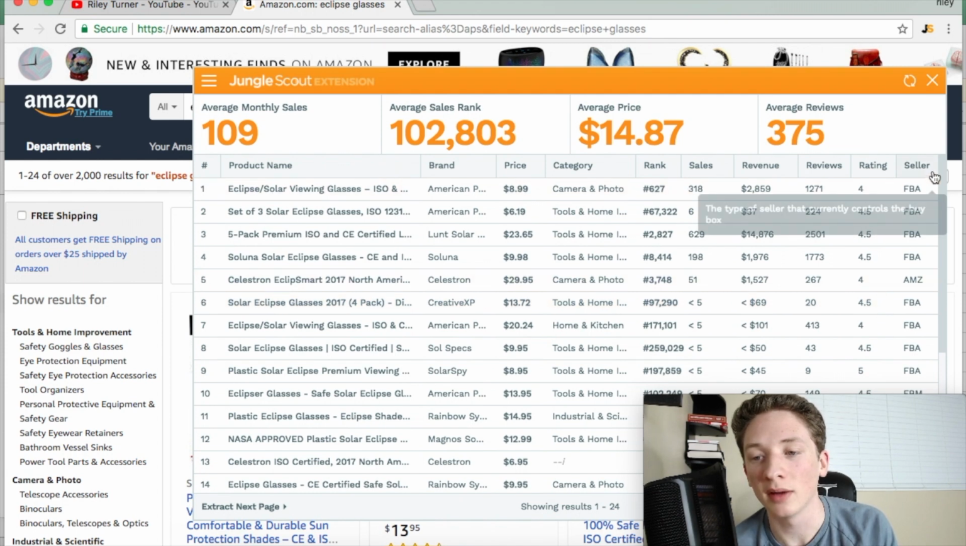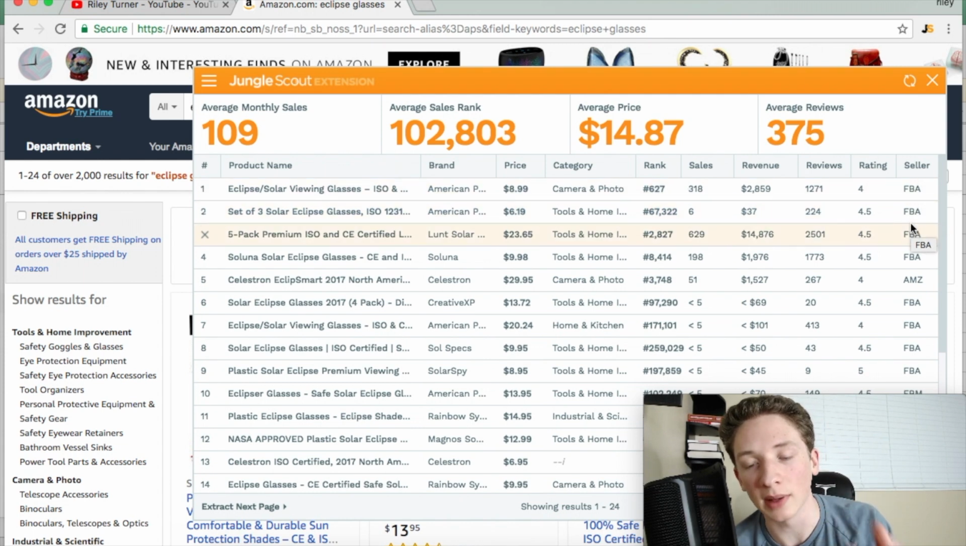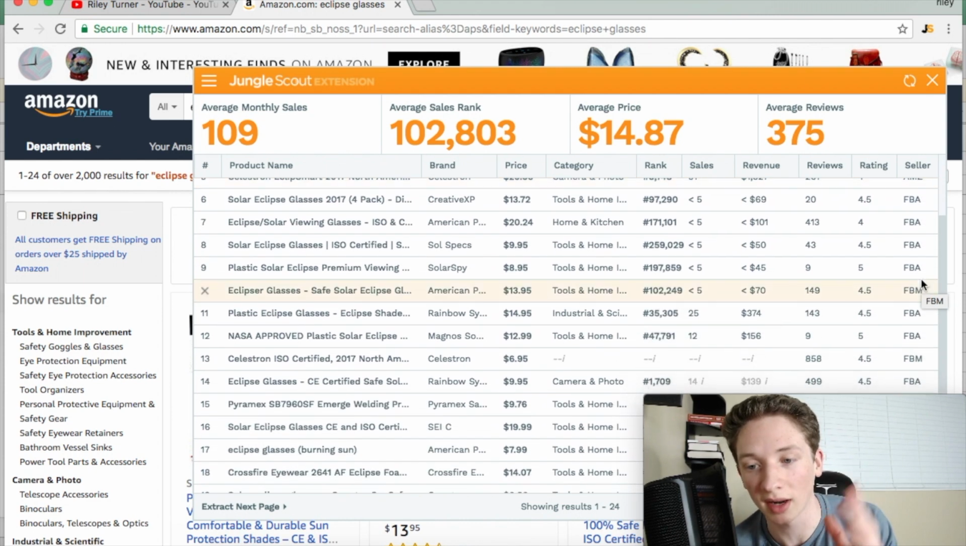And then on the far right, we can see it says seller, and this is where you can see who's selling the item. So if you see FBA, that is us, basically anyone using fulfillment by Amazon, which is what I teach. And then if we see AMZ, that means Amazon is selling it. Amazon directly is selling it.